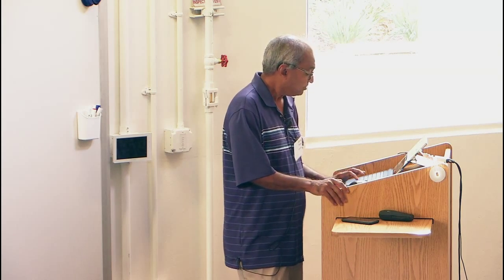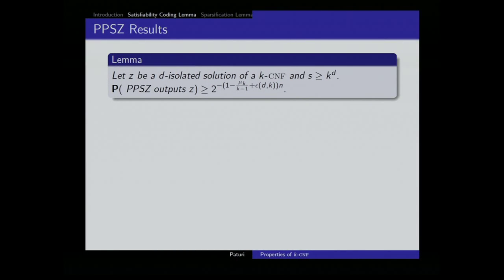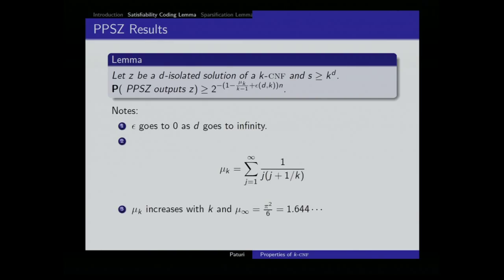So through careful calculations, we were able to prove that for any isolated solution, the probability of outputting it is slightly better than 1 in k, with mu k, where the limit of mu k is 1.644. Previously we had 1 in k for savings, and now we have 1.644 over k minus 1. Okay, that's a small improvement.